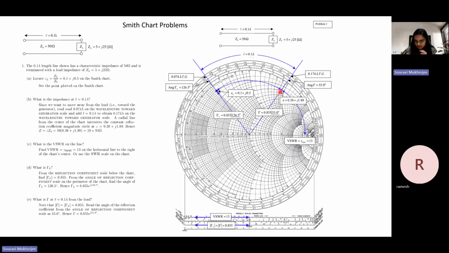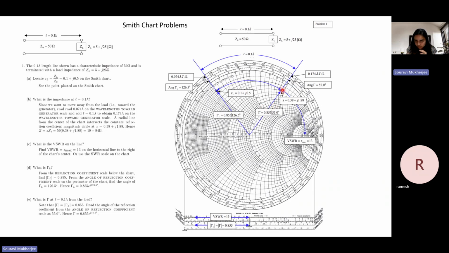the magnitude will change. Again, this line, when you have extended it outward, here this scale will give you the argument, the angle, right? So that means at this point, the ZL point, at the load end, your reflection coefficient for this question was 0.855, and the angle or the phase part was 126.5 degrees.